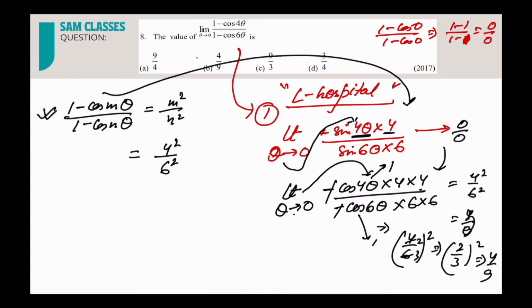In the exam you don't have to do all that. Directly (4 by 6) whole square, that is equal to 4 by 9. That's it. It will take less than 5 seconds. But you should understand how the concept is coming. So the moment you understand, you'll be able to apply it everywhere.